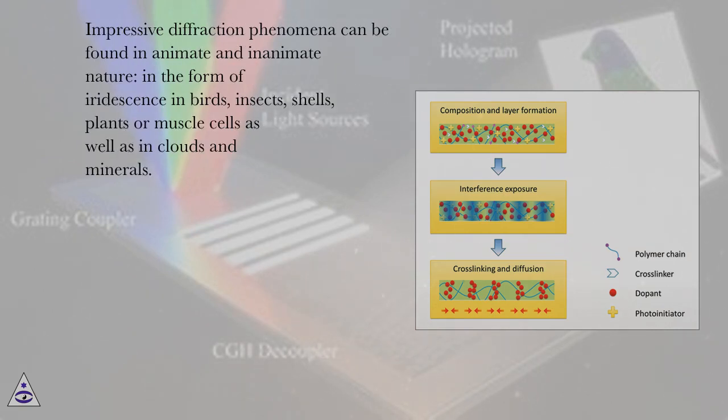Introduction. Impressive diffraction phenomena can be found in animate and inanimate nature, in the form of iridescence in birds, insects, shells, plants or muscle cells, as well as in clouds and minerals.